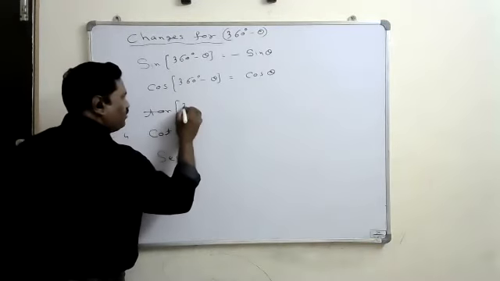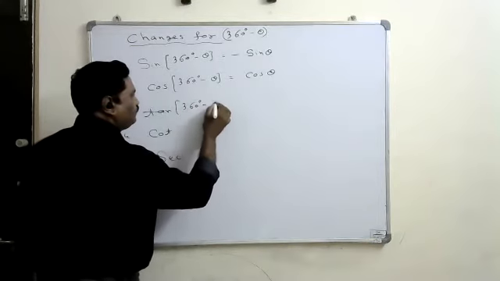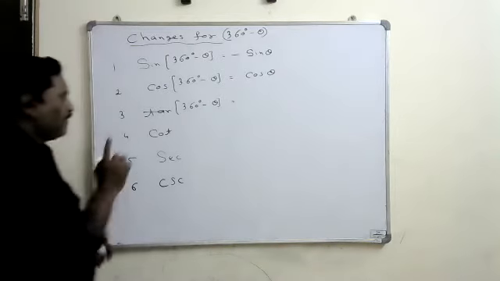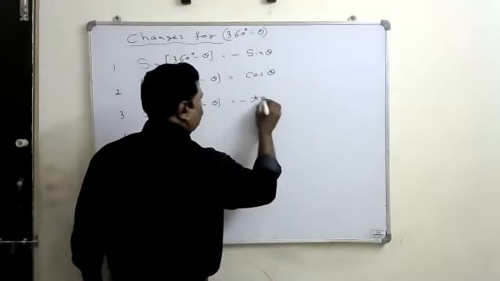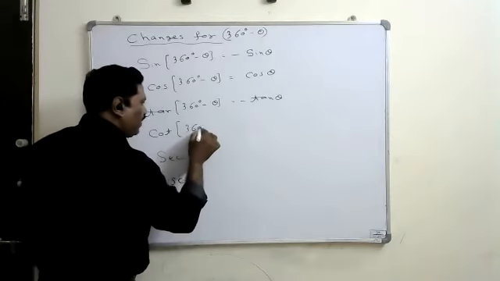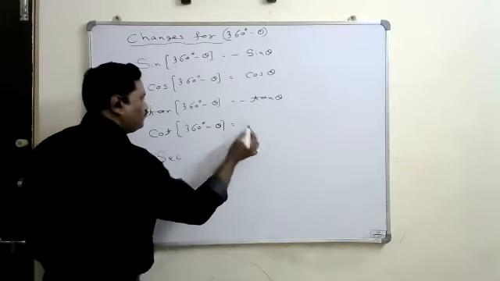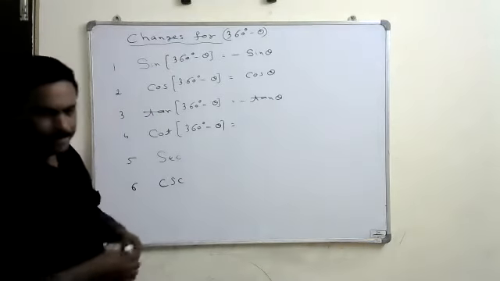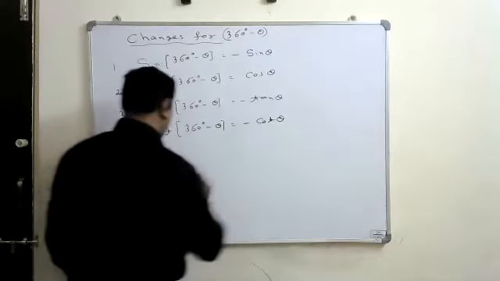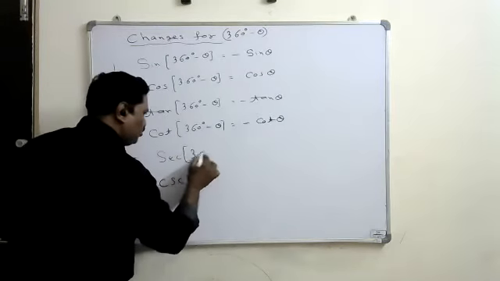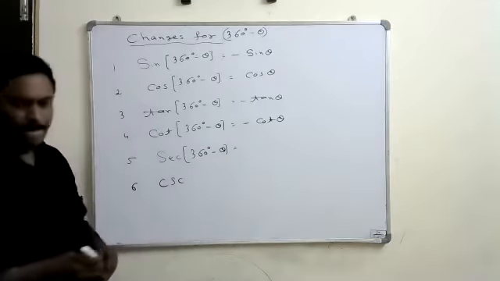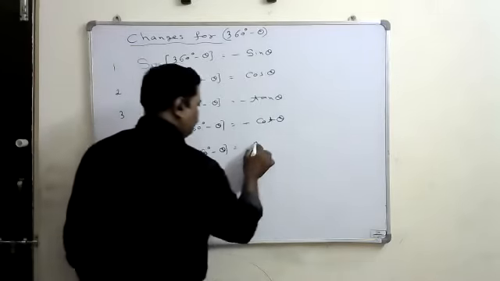Then tan of 360 degree minus theta. Minus tan theta, good. Then cot of 360 degree minus theta. Minus cot theta. Then secant of 360 degree minus theta. Sec theta. Secant theta, good.